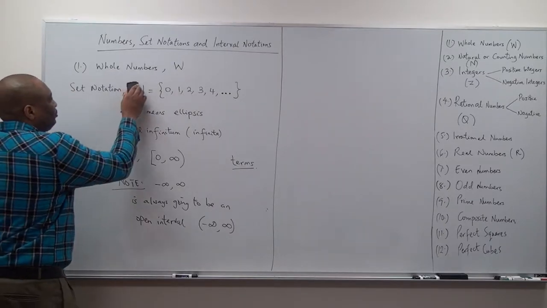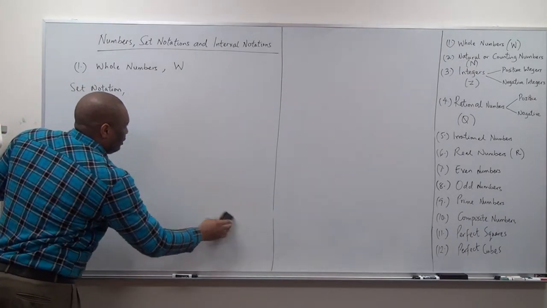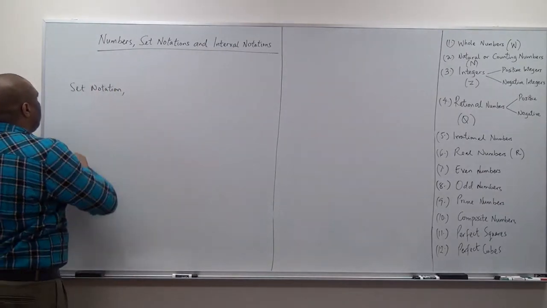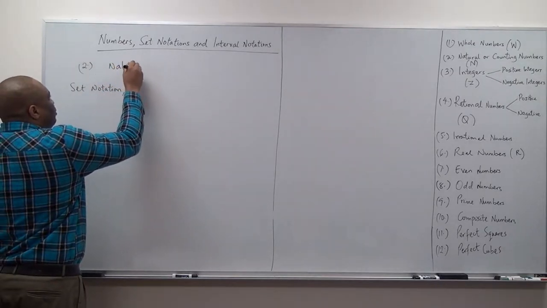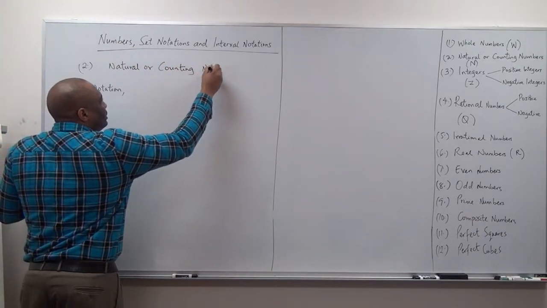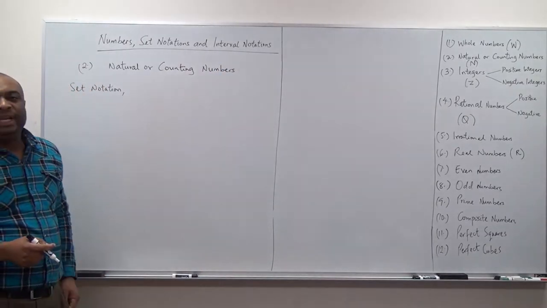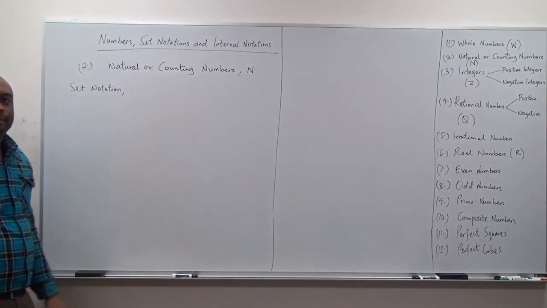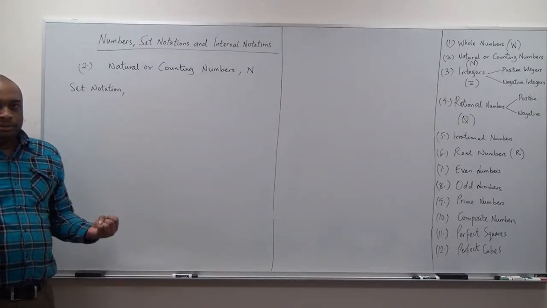The next one, number 2, is natural or counting numbers. Now, the natural or counting numbers, we denote them by N, by using the letter N. These numbers are only the numbers you can count.